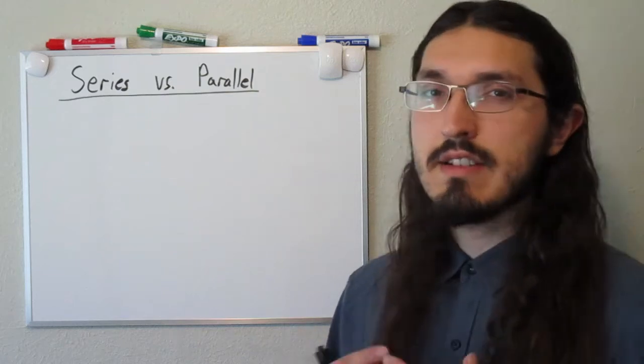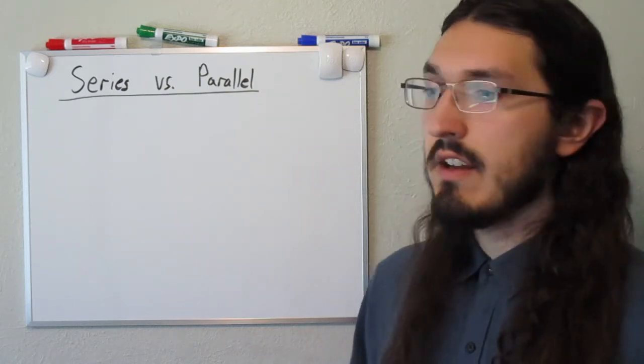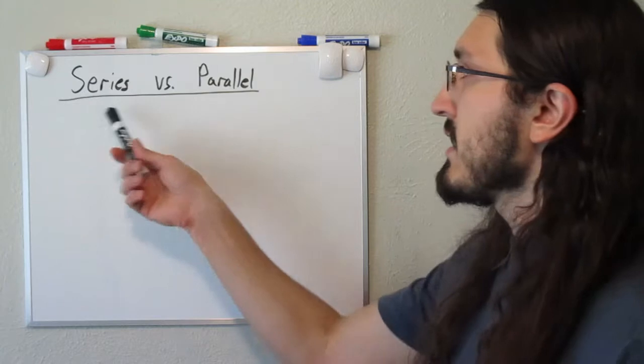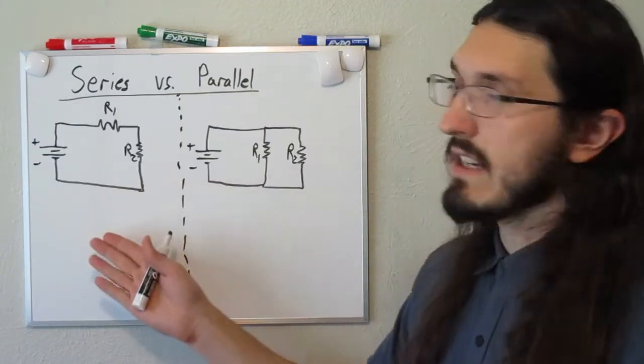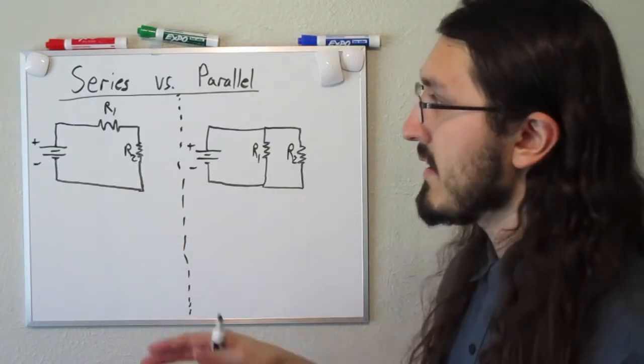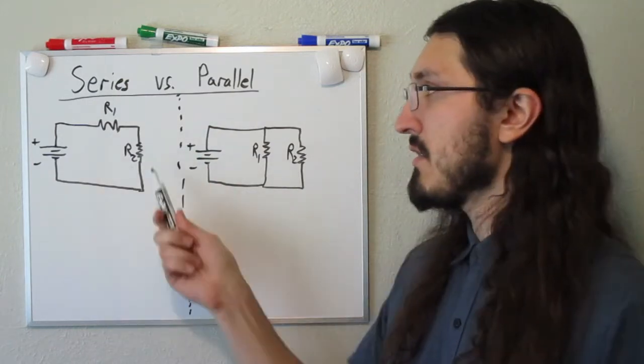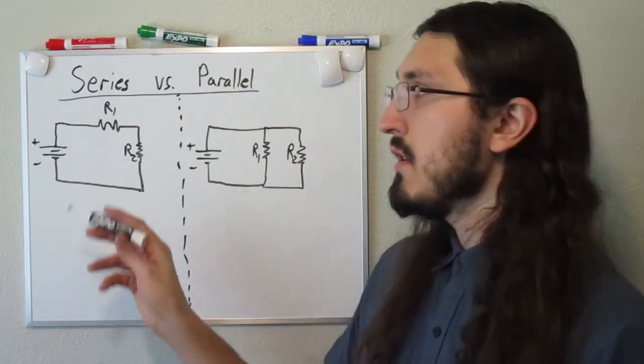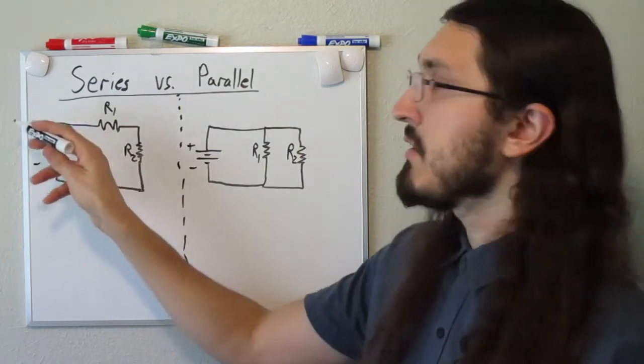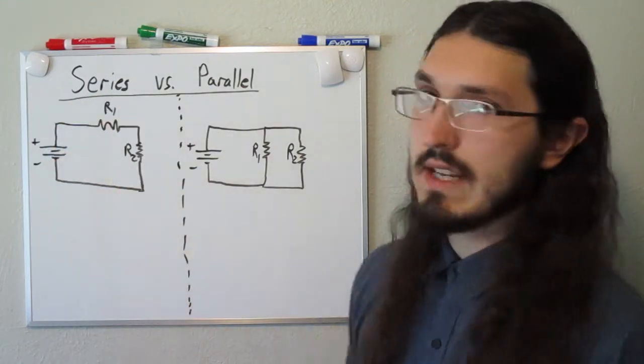Hello students, welcome back. Today's video is going to be a quick summary comparing and contrasting series and parallel circuits. Series circuits are electric circuits where the current can only go through one path. In this picture I have a series circuit with two resistors. The current will simply flow from the positive end of the battery through the resistors and then return back to the negative end of the battery.